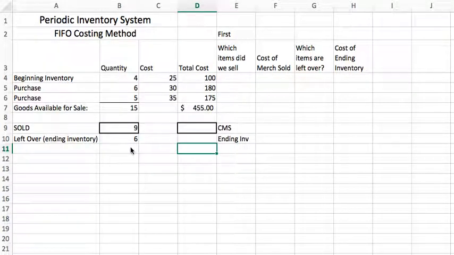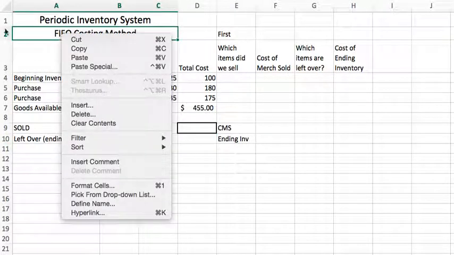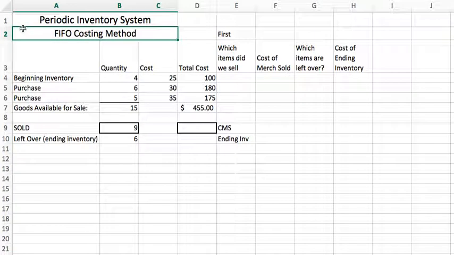Let's take that same example that we just worked through in Periodic Inventory System Part 1, and let's assume that the problem asks us to figure out the cost of merchandise sold, and the cost of ending inventory. Can we do that? Yes, we can. But we have to know if the company that we are working for uses FIFO, LIFO, or weighted average. So let's assume FIFO here.